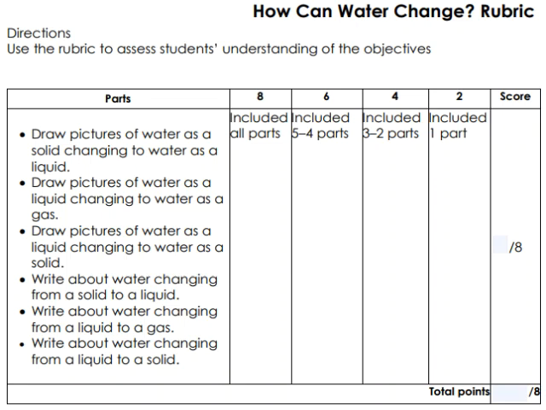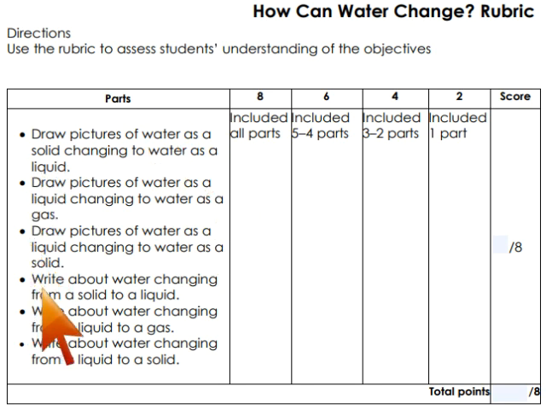Right here, it says the student included all parts. So, what parts do you need to include? Draw pictures of water as a solid changing to water as a liquid. Draw pictures of water as a liquid changing to water as a gas. Draw pictures of water as a liquid changing to water as a solid. So you're going to be showing pictures of those changes in the water's state of matter.